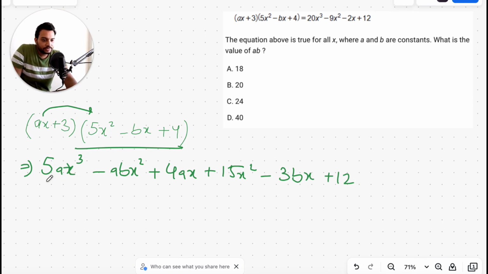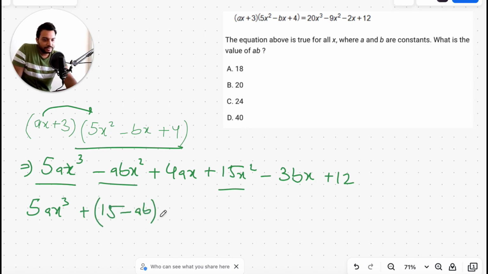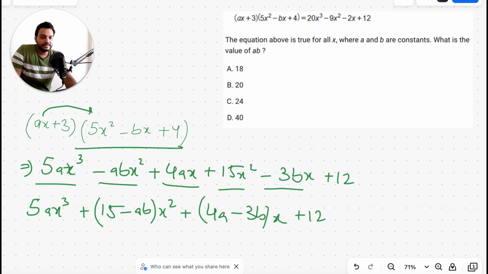The x cubed term, there's just one, so that will be written as it is, 5a x cubed. Then negative abx squared plus 15x squared. So 15 minus ab, that's how we combine, times x squared, plus 4ax minus 3bx. So plus 4a minus 3b, taking the x outside, plus 12. This is our expression now.